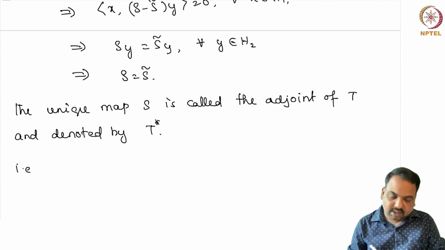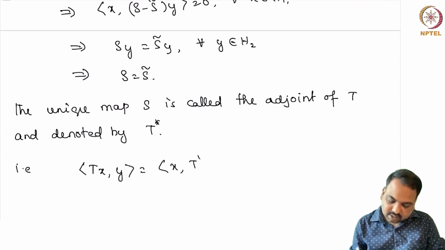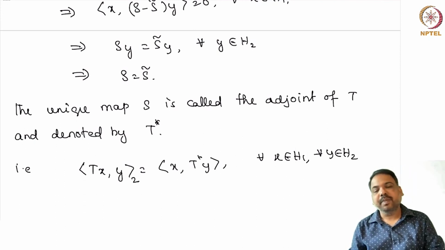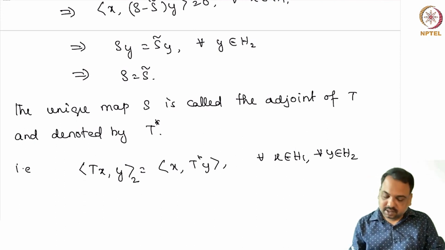So we can say that T and T star are connected by the following equation: the inner product of Tx with y is nothing but the inner product of x with T star y for every x in H1 and for every y in H2. Note that the inner product on the left-hand side is in the second Hilbert space and the inner product on the right-hand side is in the first Hilbert space.